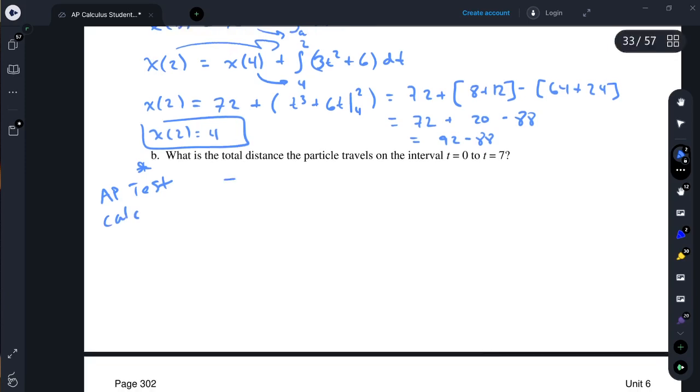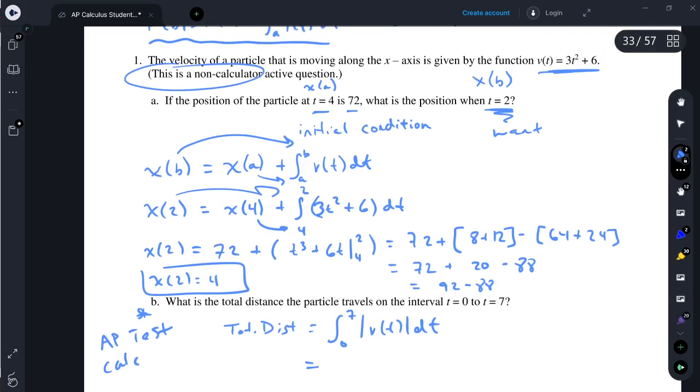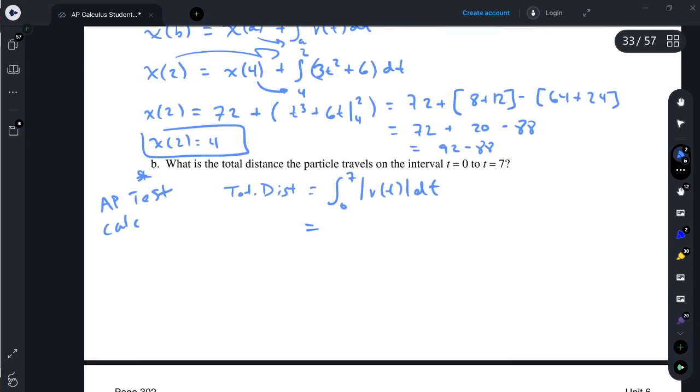Basically, the total distance formula is the integral from, in this case, 0 to 7 of the absolute value of v of t dt. You would need to write this down, and then from there you could move over to your calculator. You could write 3t squared plus 6 instead of v of t, but it's very important to write that line. If you don't write that line, you're not getting credit.